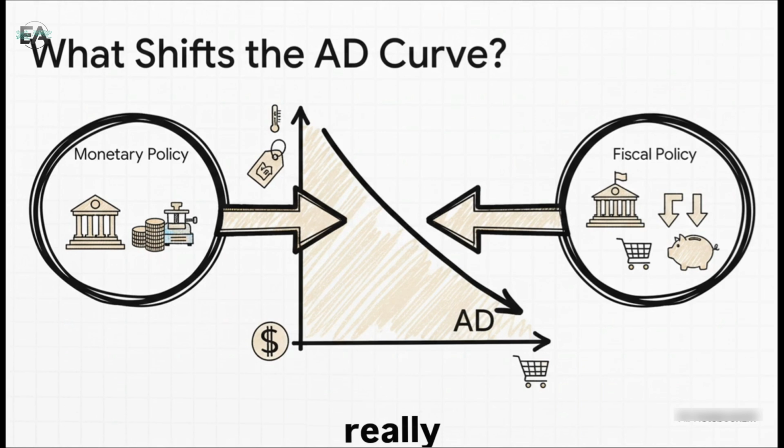And here's the really crucial part for the demand side. Governments and central banks can actually shift this entire curve. They have levers they can pull, like changing government spending, cutting taxes, or adjusting the money supply to try and steer the economy. This is where a ton of the political debate about the economy really comes from.